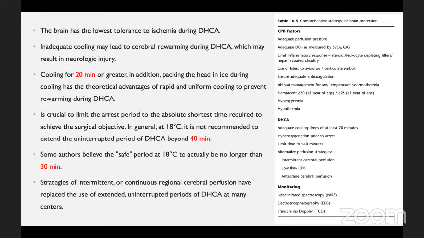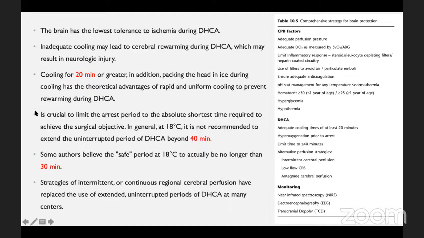So as we said, the brain has the lowest tolerance to ischemia during deep hypothermic circulatory arrest. Inadequate cooling may lead to cerebral rewarming during DHCA, which may result in neurological injury. So there is a comprehensive strategy for brain protection and bypass, like adequate perfusion pressure, adequate delivery of oxygen as measured by the venous oxygen saturation and ABG, limiting the inflammatory response, ensuring adequate anticoagulation, adequate cooling time of at least 20 minutes, and monitoring by near-infrared spectroscopy. All of these will help in brain protection.